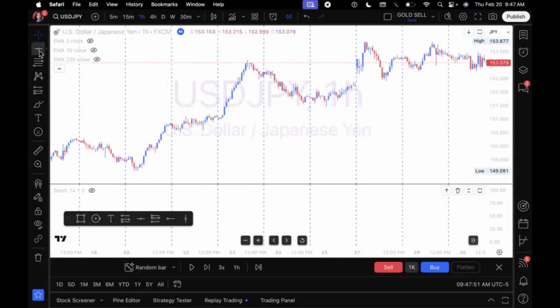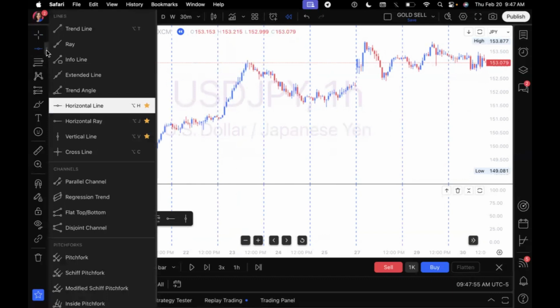Now, you can use horizontal lines, horizontal rays. You can use circles. I think lines are pretty good because they go across your entire screen and you can see other levels of support and resistance as well.